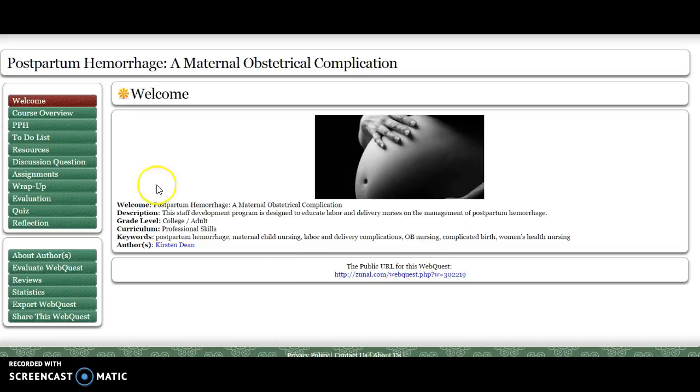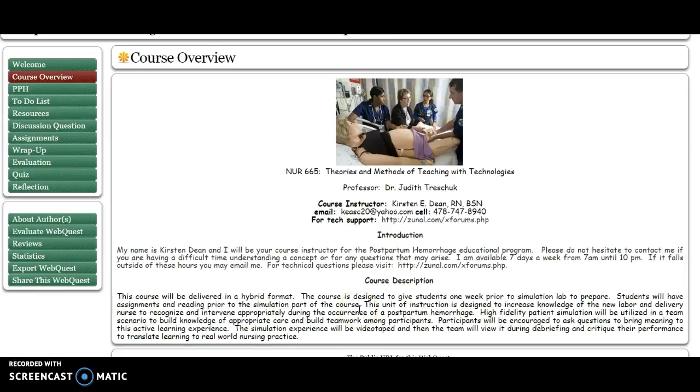You provide a clear course description. For example, using hybrid format, giving the students reading assignments prior to the simulation part of the class. Your unit of instruction is designed to increase the knowledge of the new labor and delivery nurse and to recognize and intervene appropriately during the occurrence of a postpartum hemorrhage.